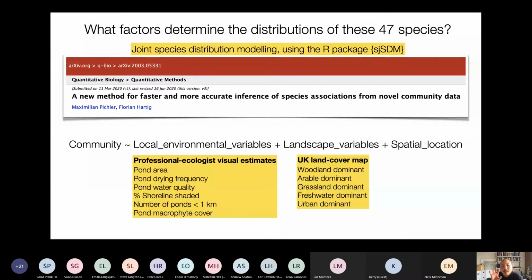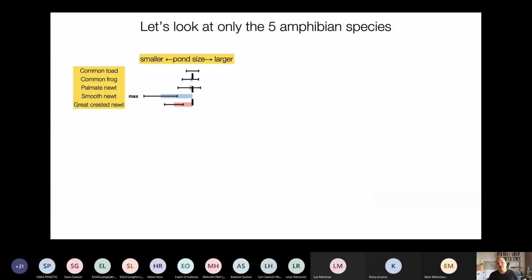But basically, we have a lot of local environmental variables taken at each pond, because that's what you have to do. And then we also have land cover within 500 meters around your pond, to see what the dominant land cover around each pond is. And then the spatial location. And so I'm going to just show you some of the results.